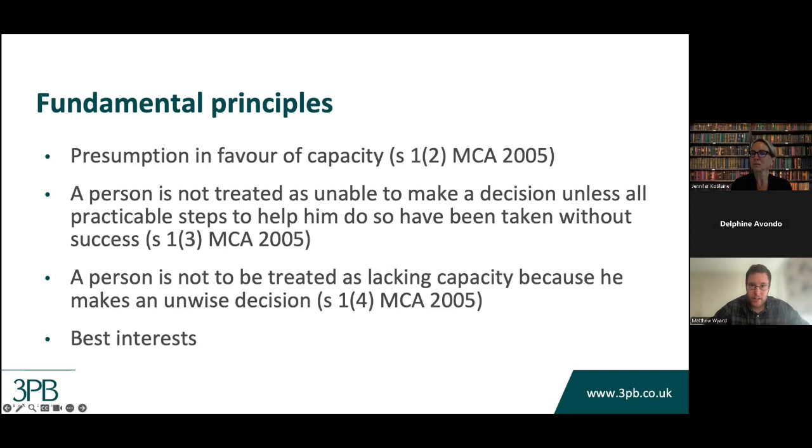The second point, that when you first start this work, it's quite difficult to get your head around, is Section 1, subsection 4, sorry, which is that a person is not to be treated as lacking capacity simply because they make an unwise decision. So in other words, as capacious individuals, we all have a right to do effectively whatever we want. We've all got personal autonomy. No one can stop us from making an unwise decision.